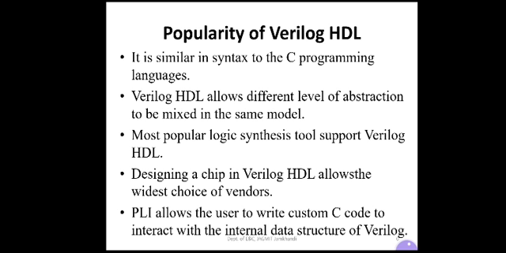Verilog HDL allows different levels of abstraction to be mixed in the same model. There are different types of abstraction levels available: behavioral modeling, switch level modeling, gate level modeling, and one more. All these modelings can be mixed to design one particular circuit. Thus, a designer can define a hardware model in terms of switches, gates, register transfer level, that is RTL, or behavioral code. Any two or all the modelings can be mixed.